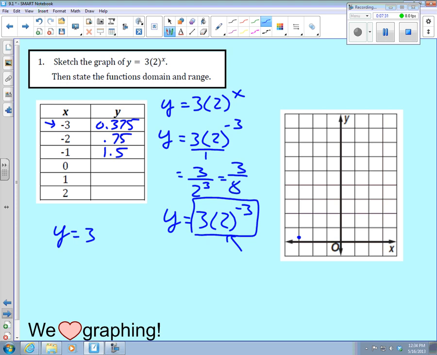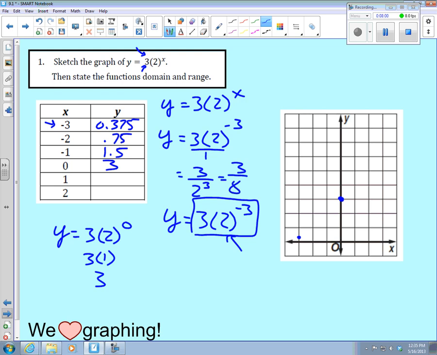Y equals 3 times 2 to the 0 power. Now I said a, this 3 right here, is always going to be your y-intercept. Well, here's why. Anything to the 0 power is 1. So this actually becomes 3 times 1, or 3. So (0, 3), which is right here, is my y-intercept. So a is always going to reveal your y-intercept, that 3 right there.